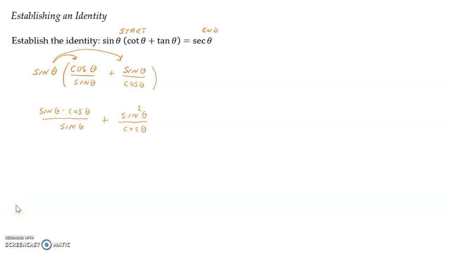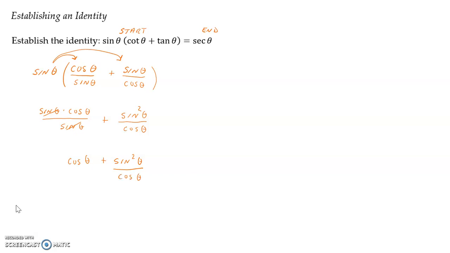Now you have a couple different options on how to proceed here. I'm going to go ahead and cancel my sine of theta, one on top, one on the bottom, here in this first fraction. And this is going to give me cosine of theta plus sine squared theta over cosine theta.